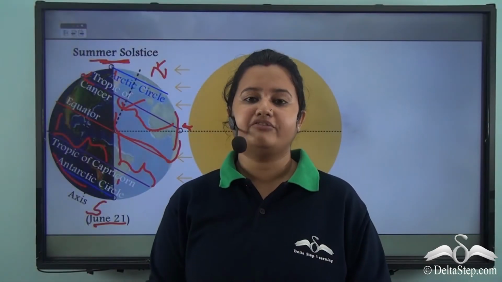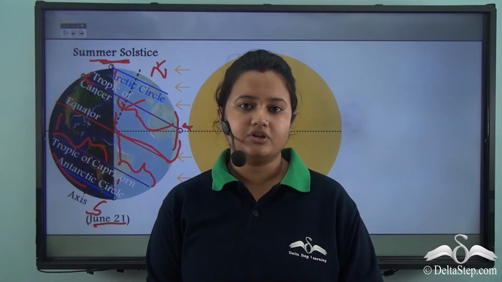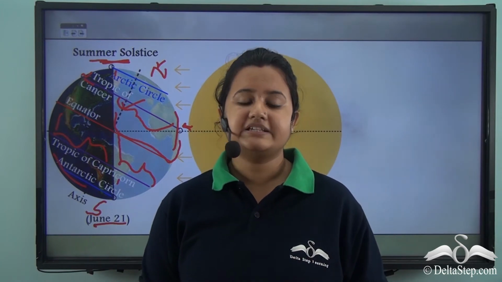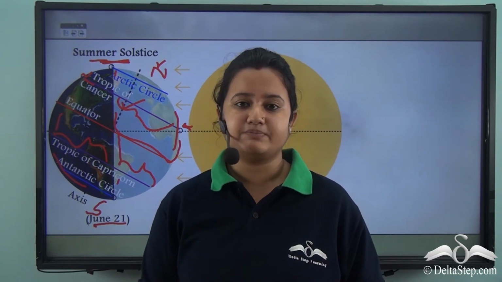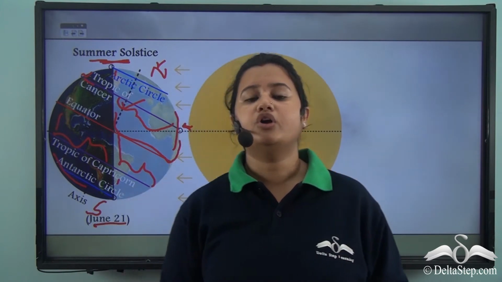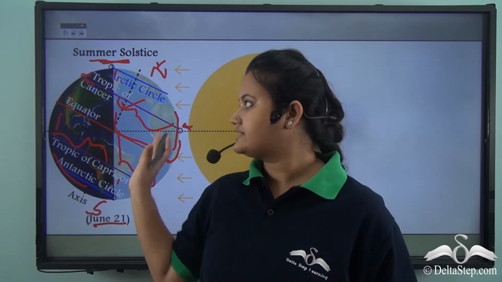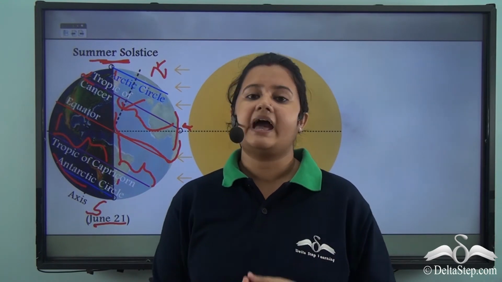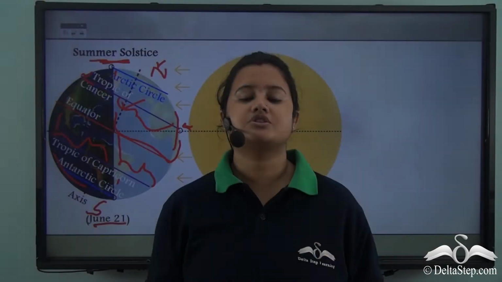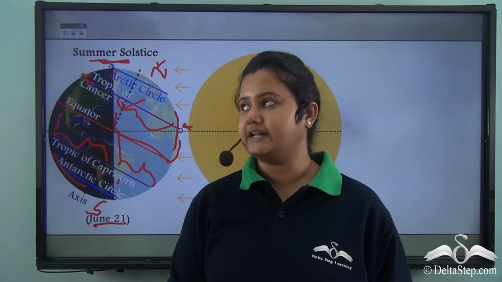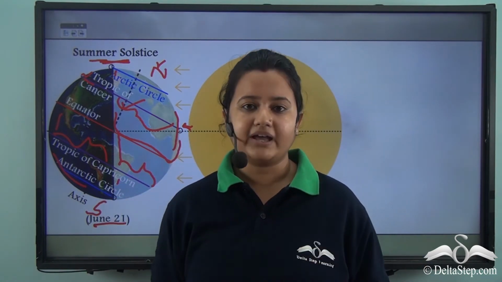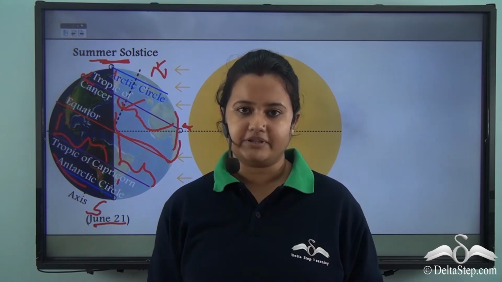Now here we have named June or summer solstice with respect to northern hemisphere. That is, northern hemisphere experiences summer in June. So this moment of the year is known as June solstice and summer solstice. Also a point to be noted is that on this day the duration of day is maximum in northern hemisphere.